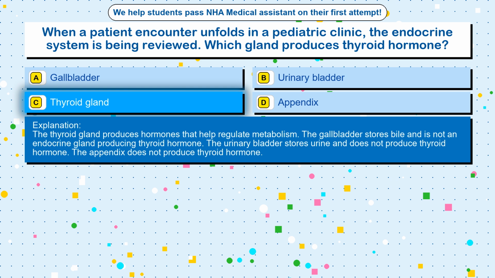The gallbladder stores bile and is not an endocrine gland producing thyroid hormone. The urinary bladder stores urine and does not produce thyroid hormone. The appendix does not produce thyroid hormone.